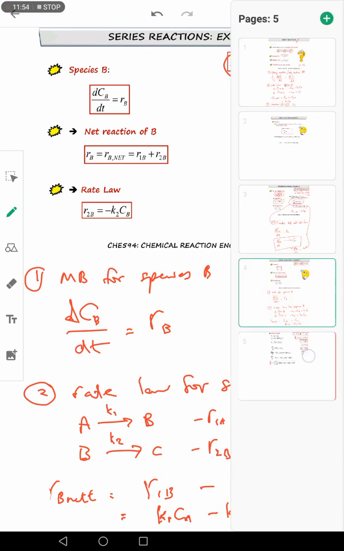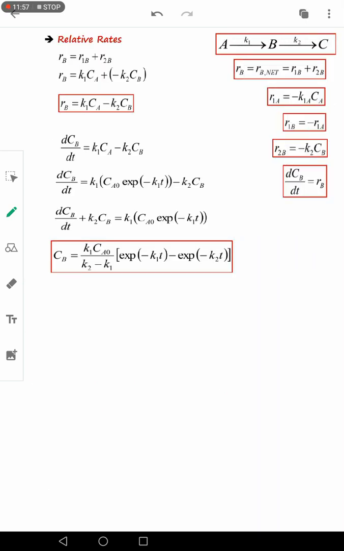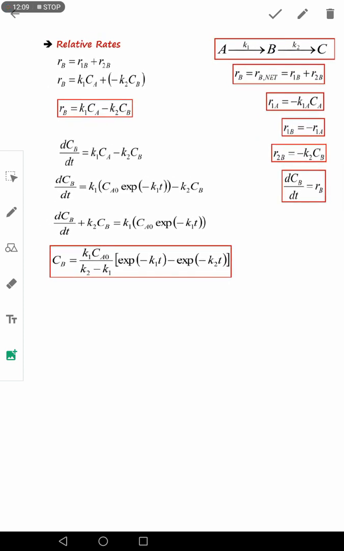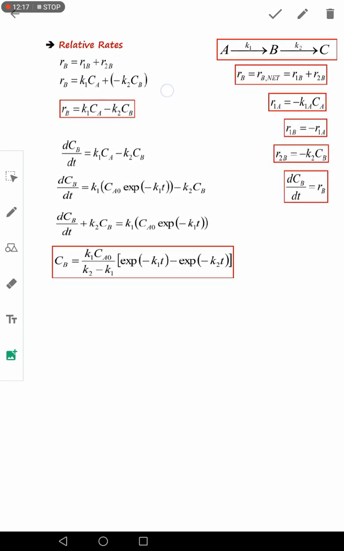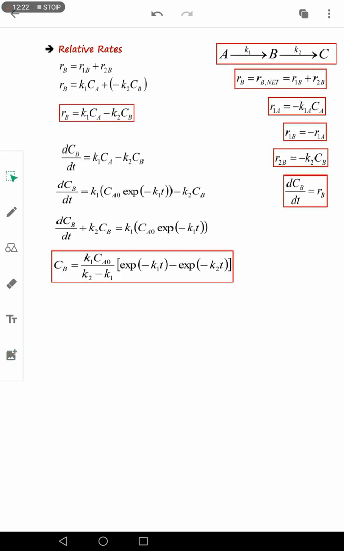So have a look at this next slide. Okay, nampak ni. Alright, so saya tunjuk balik. So you still ada this kind of series reactions. A kepada B kepada C. Sekarang kita nak cari mole balance untuk species B. So bila you dah buat tadi you dah buat rate law dia. You dah buat rate law dia R1B, R2B kan. Lepas tu you cari rate net for B. So you dapat ni tadi K1CA, K2CB.